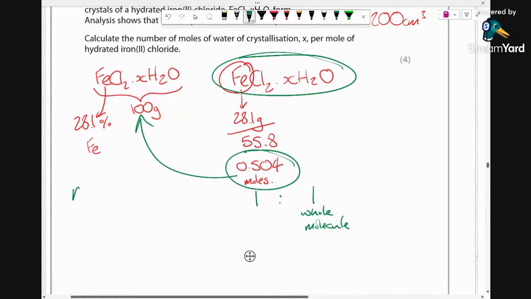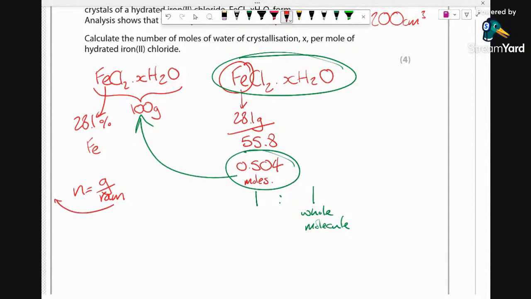So what I can now do is, number of moles is grams over Mr, and I can reorganize for Mr. Bring the Mr over, bring the moles down. So Mr equals grams over moles. You notice that every time I do a question, I reorganize. I never just quote a reorganization. I have learned one equation, and I've learned to reorganize it. I've got 100 grams of the whole molecule, and I have 0.504 moles of it. This is because the moles of iron is equal to the moles of the whole molecule. So 100 divided by 0.504 gives me an Mr of 198.4.